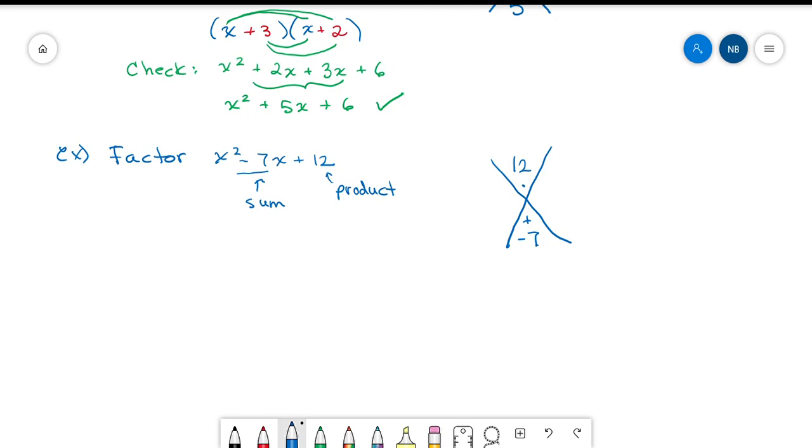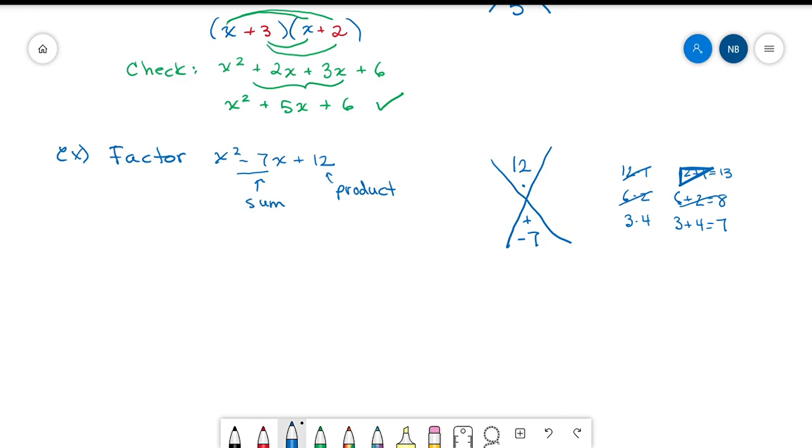Let's see, factors of 12. There's 12 and 1, there's 6 and 2, there's 3 and 4. Now 12 plus 1 makes 13, so that's certainly not it. 6 plus 2 makes 8, so that's certainly not it. 3 plus 4 makes positive 7. So this is super close.